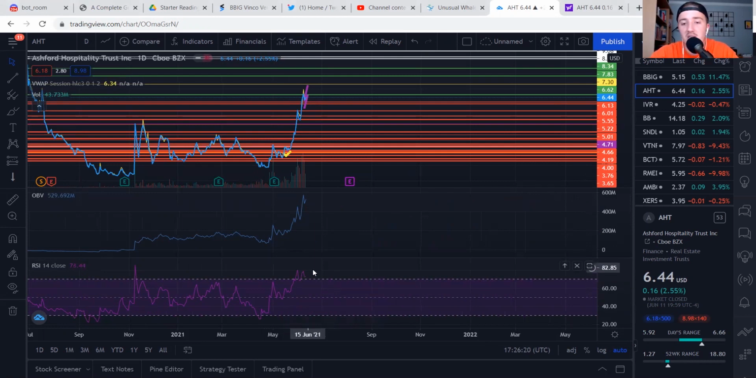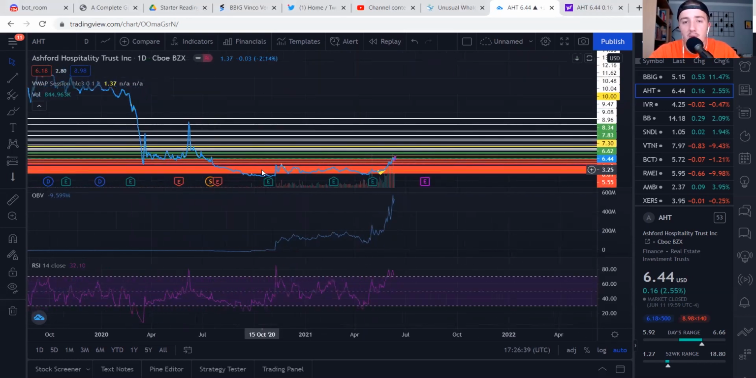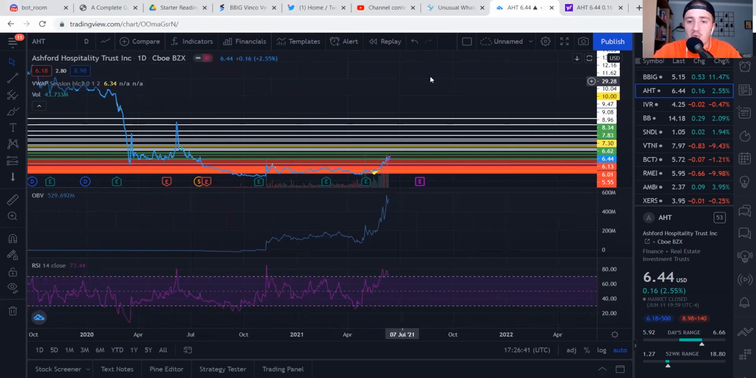Meanwhile, the RSI continues to sit in the overbought range. We are a little bit overextended. So if we do have a little bit more consolidation this week, it is a good thing. It's going to bring this RSI level back to neutral territory, where it's going to make it a lot easier for AHT to get that next leg up. But all that being said, this chart looks very, very good right now.